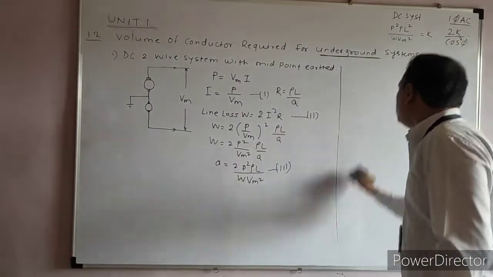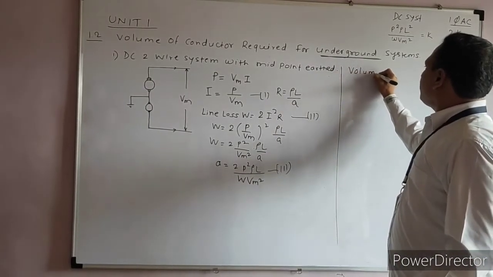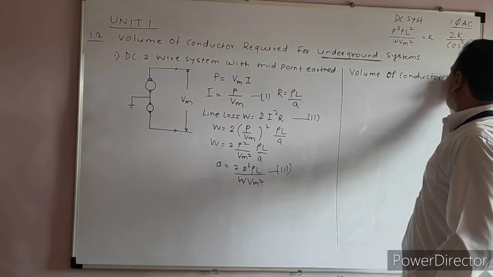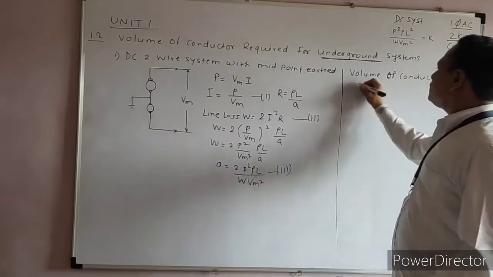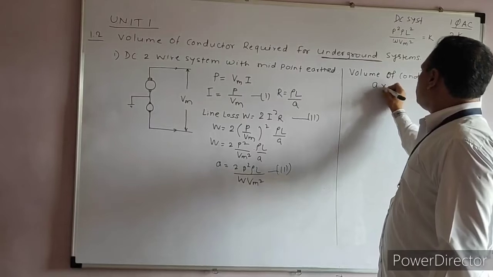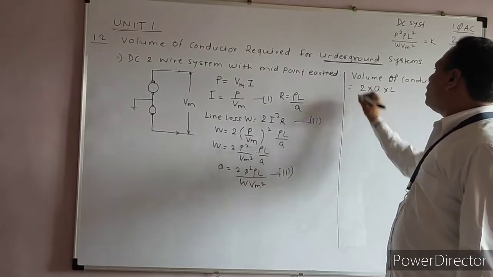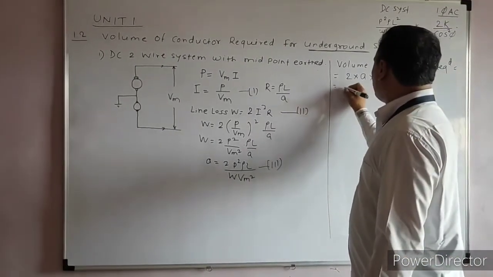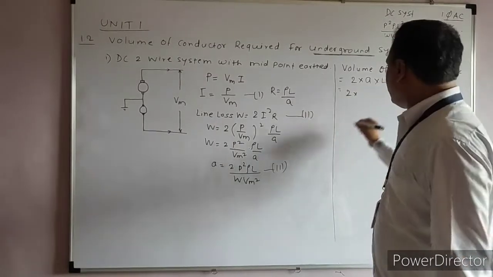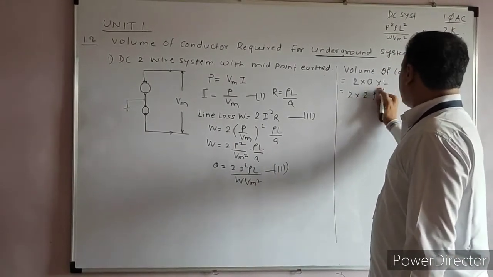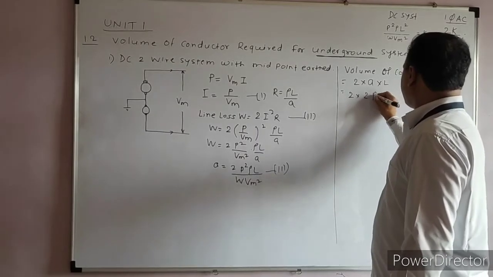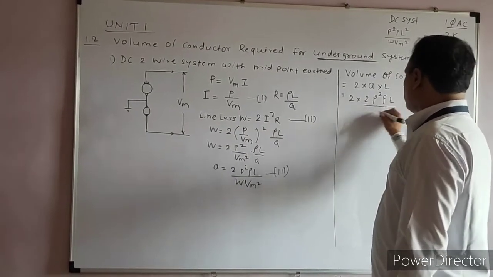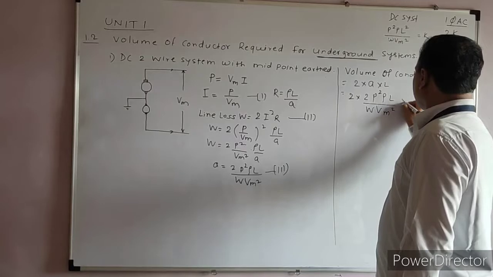Now we'll see the volume of conductor required, which is our next step, and that is area into length. But there are two conductors, so the volume of conductor required will be equal to 2 times area into length. Now if you keep the value of the area, 2 P square rho L upon W Vm square, into L.